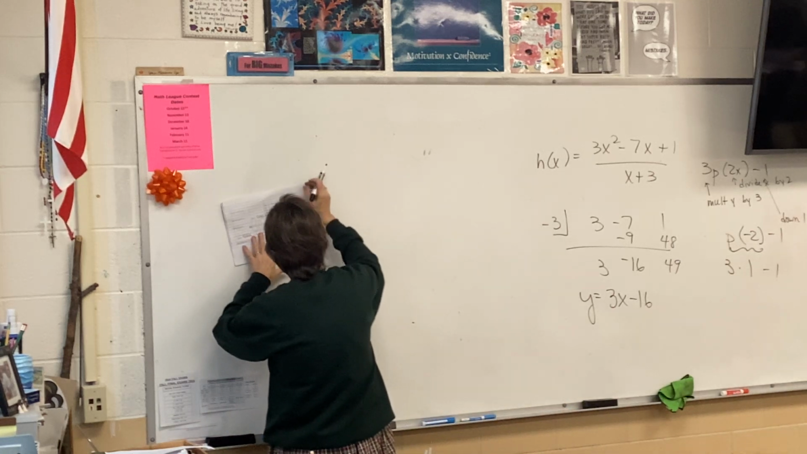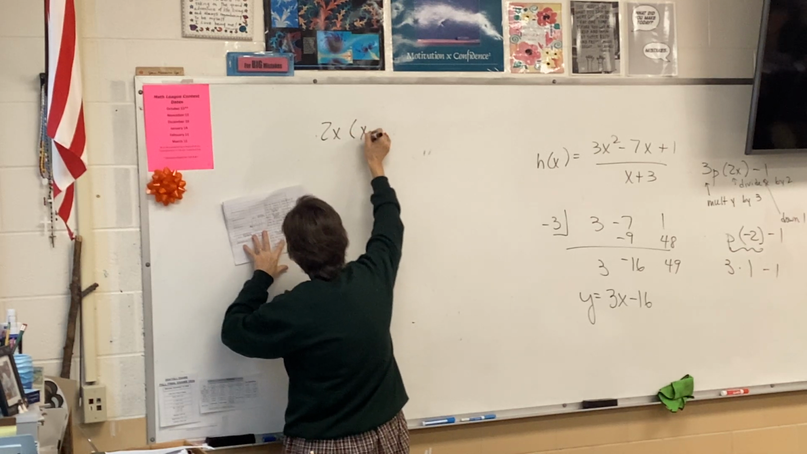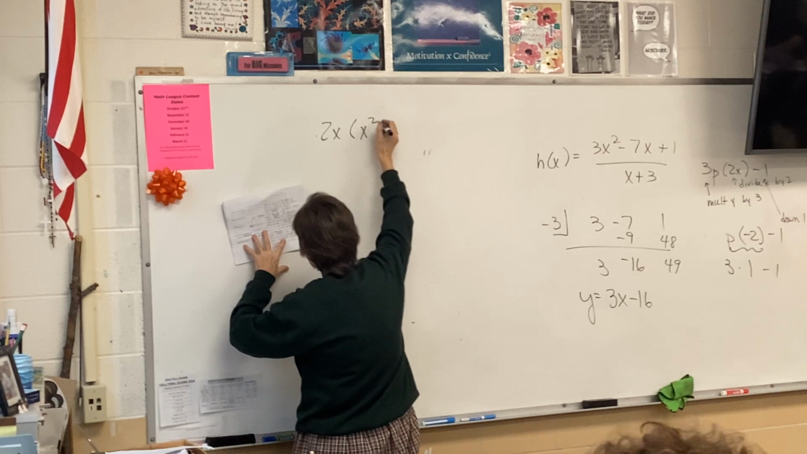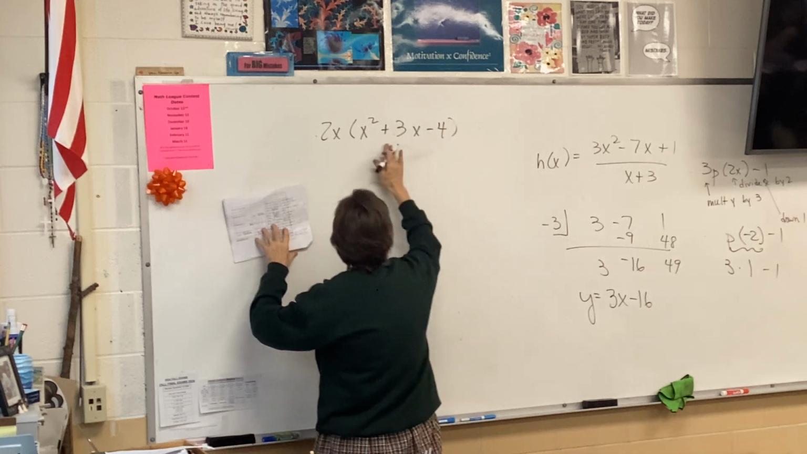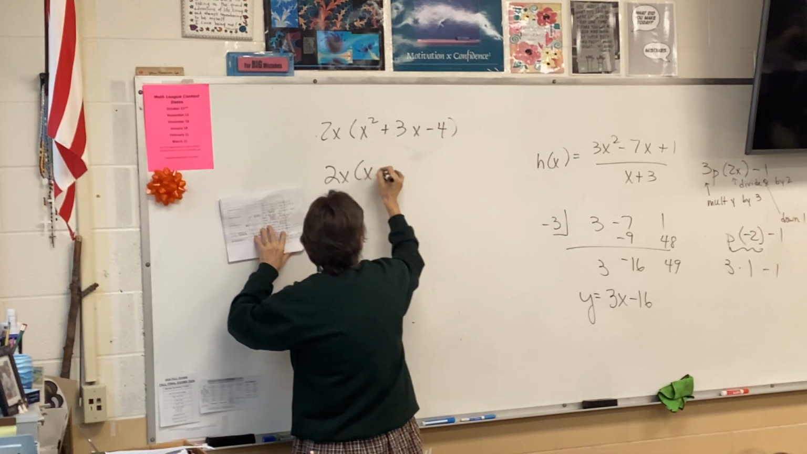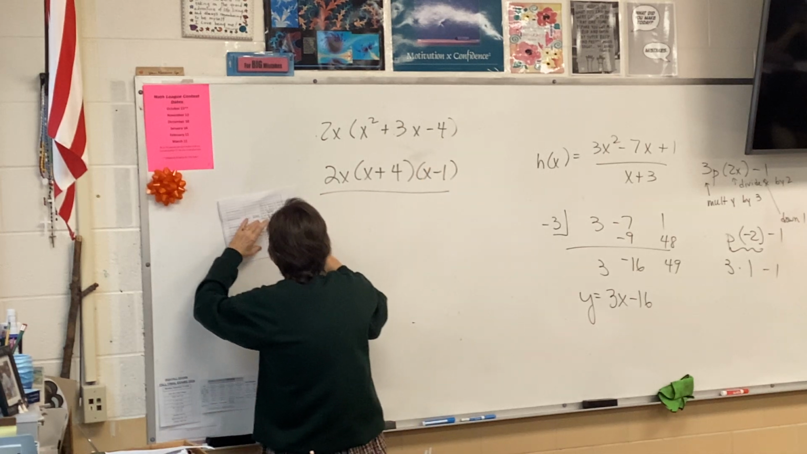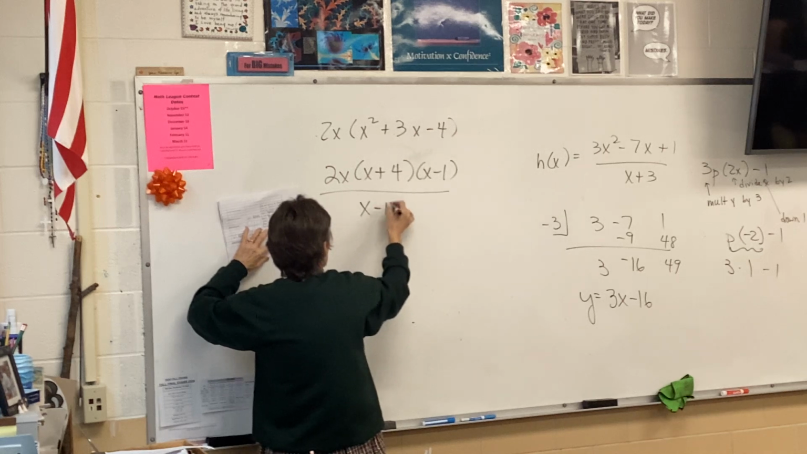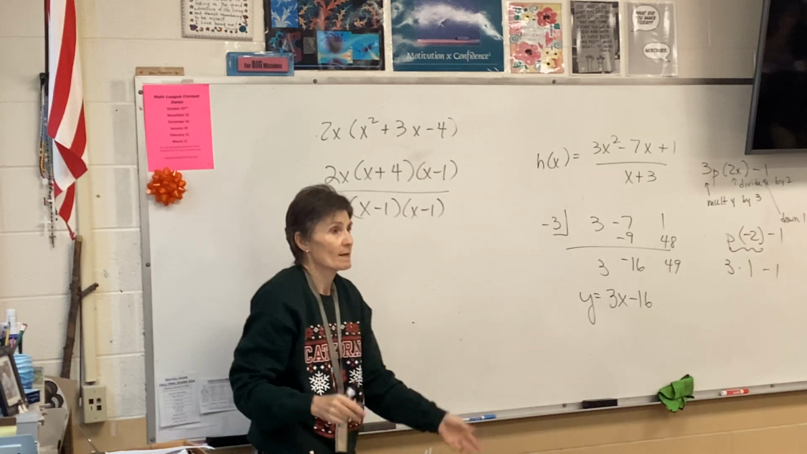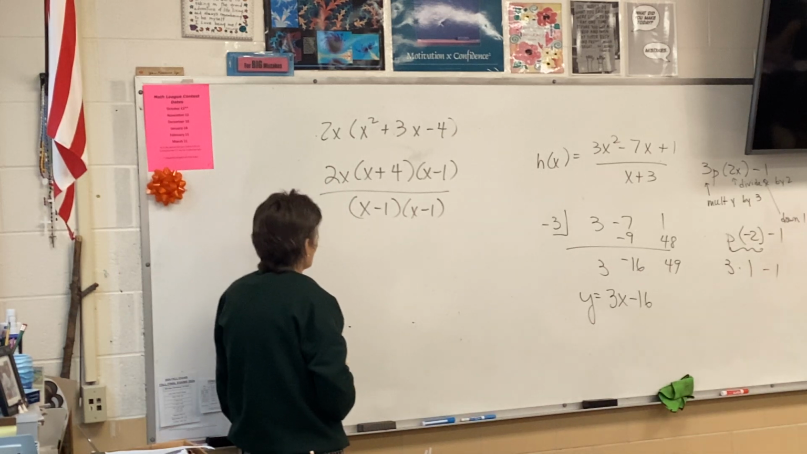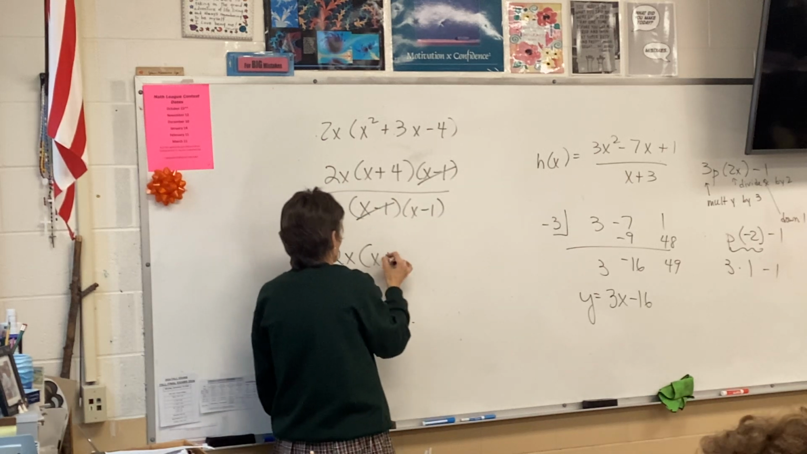So let's see, in the top I can take out a 2x. And I'll be left with x squared plus 3x minus 4, which is x plus 4, x minus 1. Did I factor that correctly? And then on the bottom, I have x minus 1, x minus 1. Right? Step 1, get it factored. Okay, notice we can cancel. So now we have this.